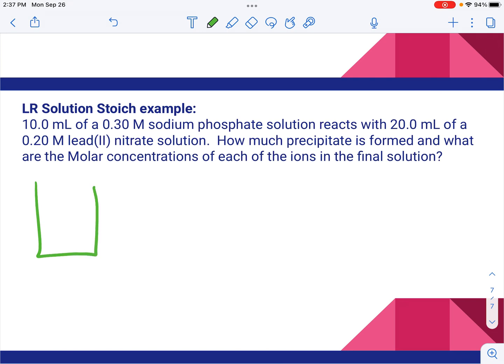What I have is a beaker with 10 milliliters of 0.3 molar sodium phosphate solution, which means sodium phosphate is Na3PO4, which means that what I really have is Na+ and PO4 3-. And those are going to be in a ratio of 3 to 1, and the total concentration is 0.30 molar. So there's 0.3 moles of phosphate, but 3 times that many moles of sodium ions.